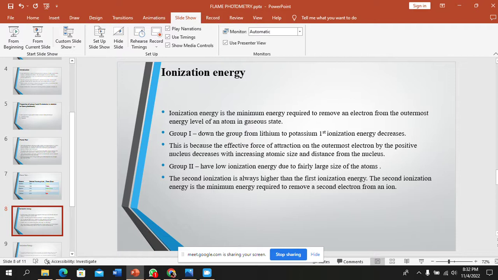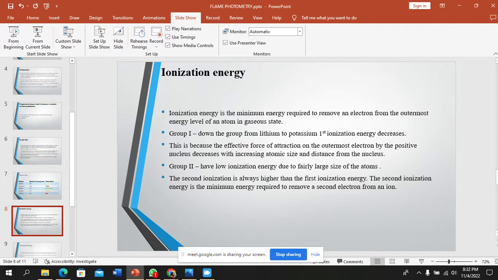Okay, ionization energy is actually the minimum amount of energy that is required to remove an electron from the outermost energy level of an element when it is in the gaseous state. So very correct. We know that ionization energy is the minimum amount of energy required to remove an electron from the outermost energy level of an atom in gaseous state.